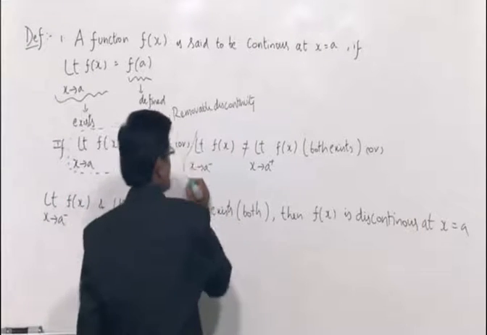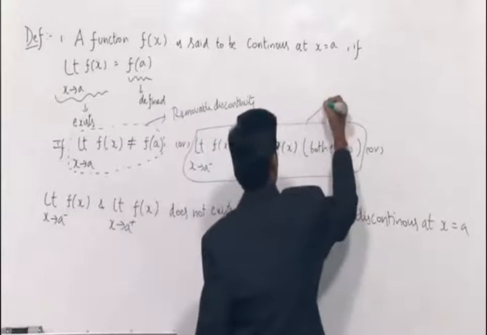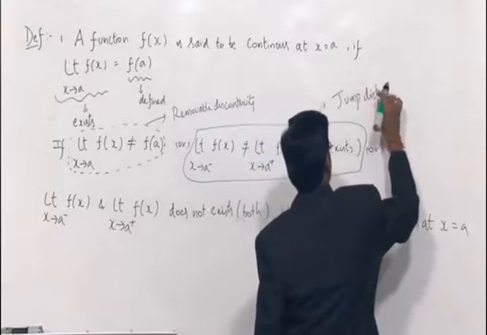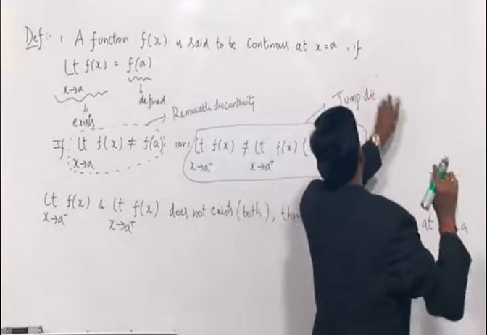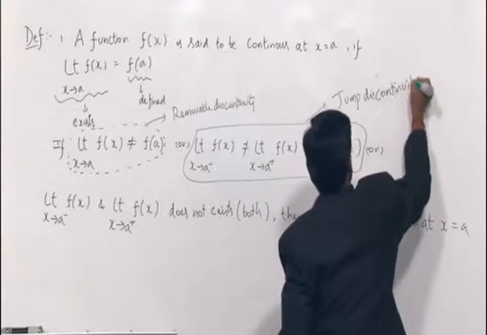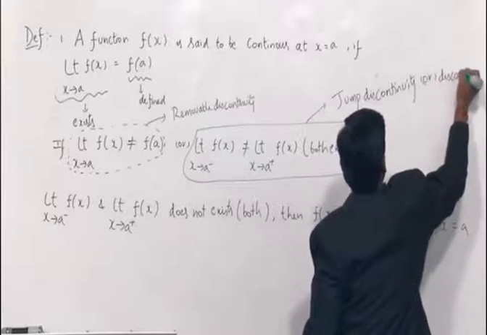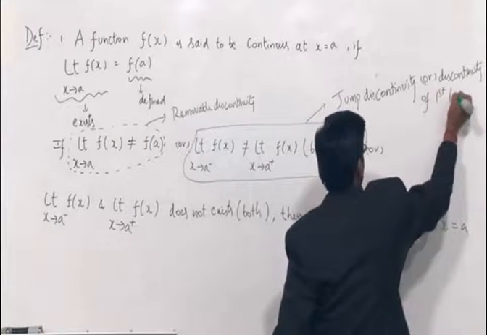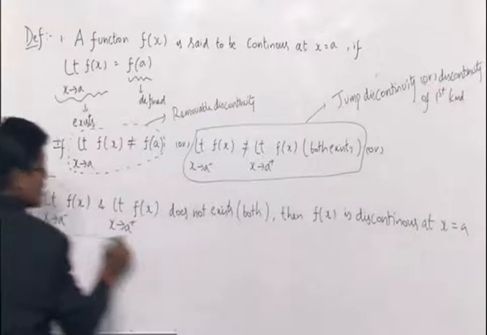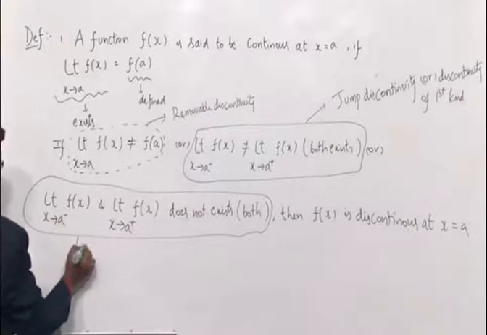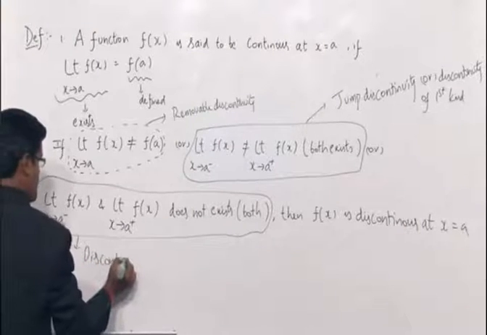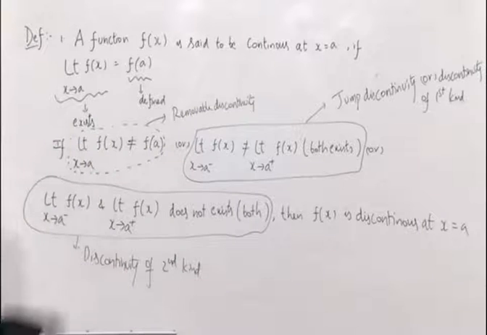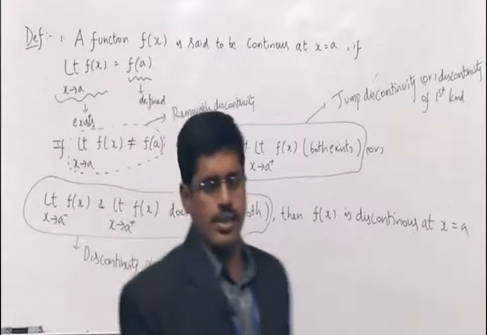Whenever this condition happens in the given problem, this is called jump discontinuity. The name of discontinuity is here, or discontinuity of first kind. Whenever this condition exists in a problem, this is called discontinuity of second kind. While finding a limit, if you get infinity minus infinity, that is called infinite discontinuity. Okay, next.